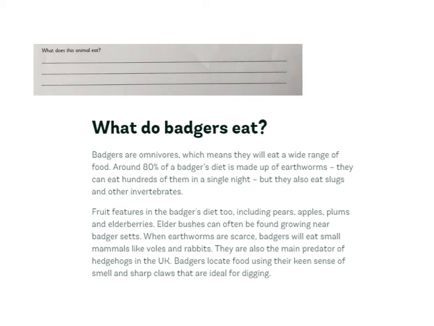Around 80%, so the majority of the badger's diet, is made up of earthworms. They can eat hundreds of them in a single night, but they also eat slugs and other invertebrates. And you're going to be learning all about invertebrates in our science lessons this week. So you can add that to the plan. You can tell me what their diet is made up of, okay? But it's not just earthworms, it's not just invertebrates. Fruit also features in the badger's diet too, including pears, apples, plums and elderberries.